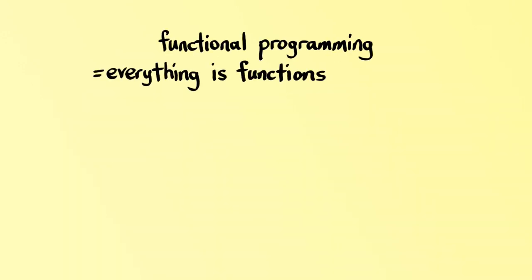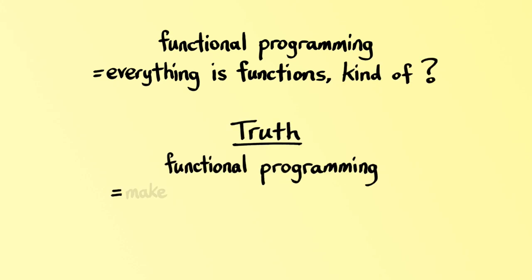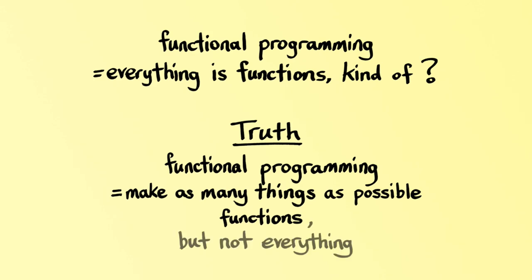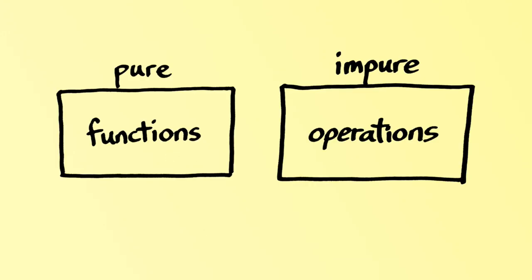What does all this do to our definition that in functional programming everything is functions, kind of? Well, the truth is that in functional programming you make as many things as possible functions, but not everything. That qualifies the statement and gets rid of the "kind of," but it's kind of disenchanting. Yeah, that's all we're doing here with the whole paradigm, really. Functional programming is all about putting as much of the job as possible into the purely functional box, and it's just basically being imperative for the rest.